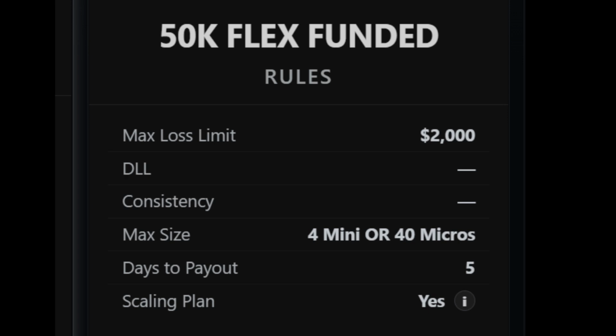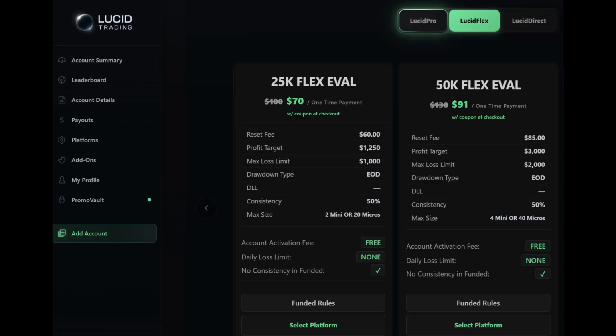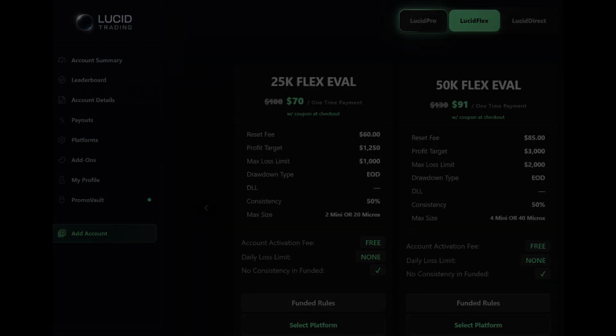The max loss is 2,000. It doubles in size. We still have the same amount of days till payout, but I believe this one is $150 equals a green day. So you need 5 green days. And again, there's no consistency in the funded. But right now, we're just going to focus on the phase where we try to get our evaluation account into the funded stage.